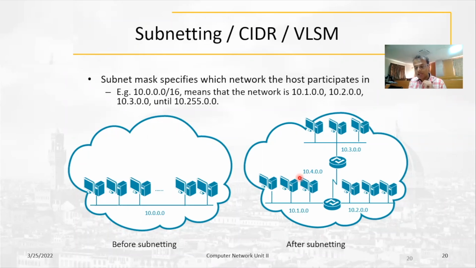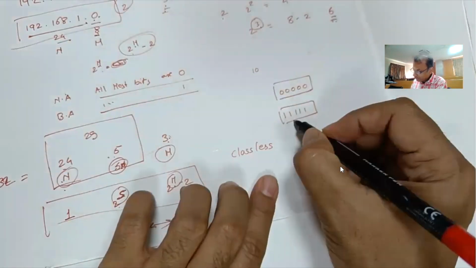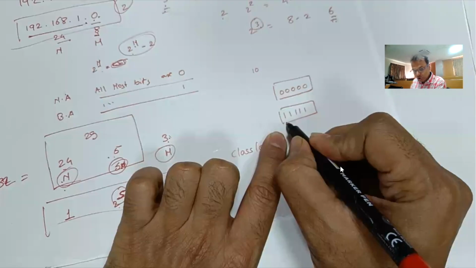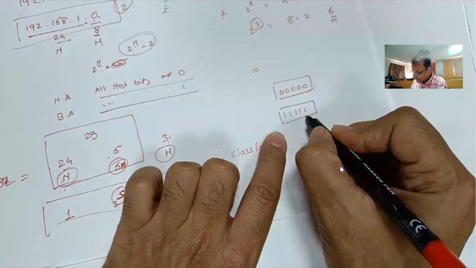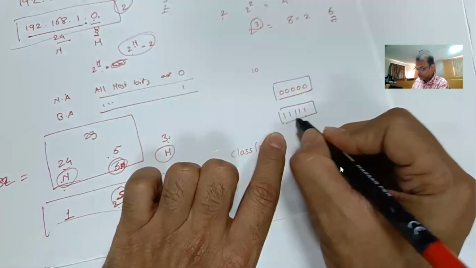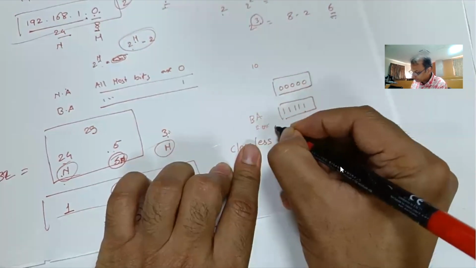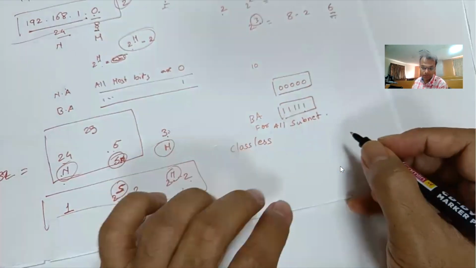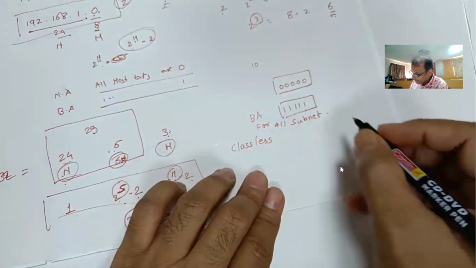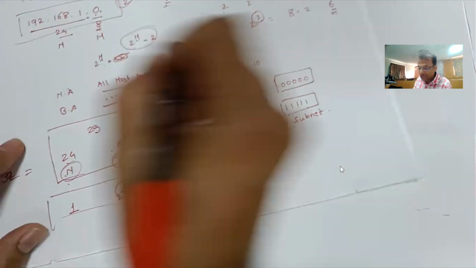So what I'll have to do is broadcast the message to all the subnets, right? In that case, I will use all ones in the subnet part. So when all the subnet bits are 1, it becomes a broadcast address for all the subnets, for all the small departments. And this is the network address for addressing the actual network. So this is the actual network.